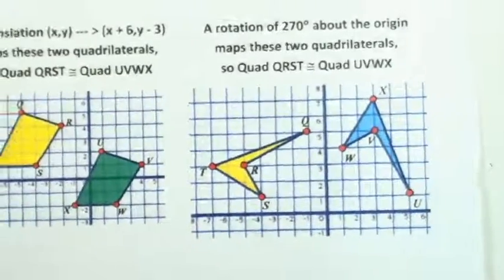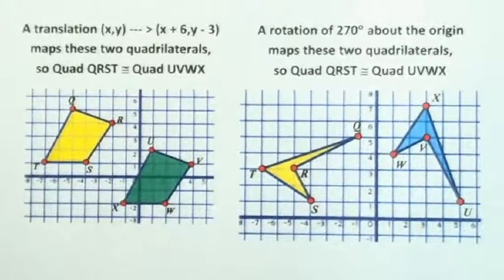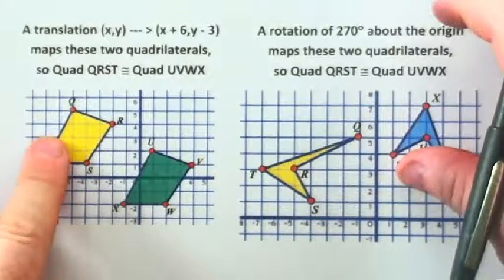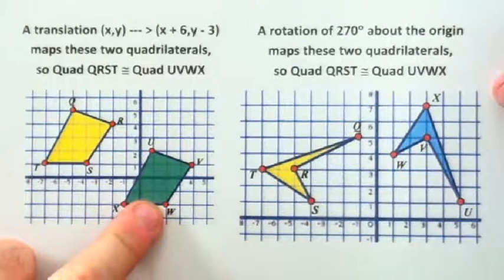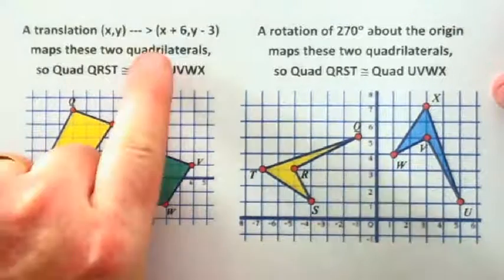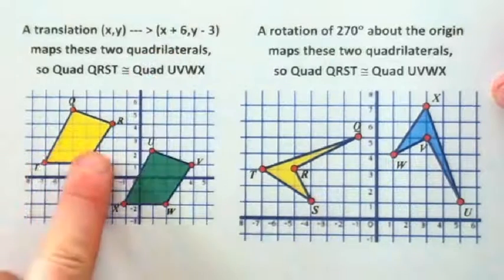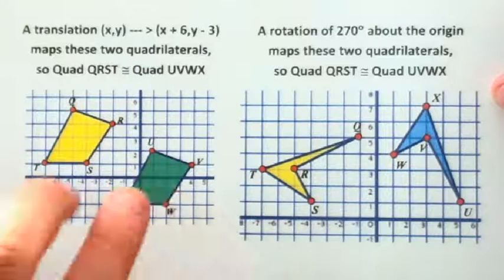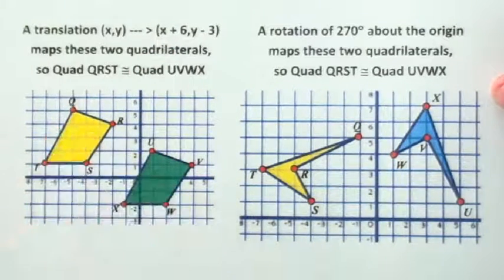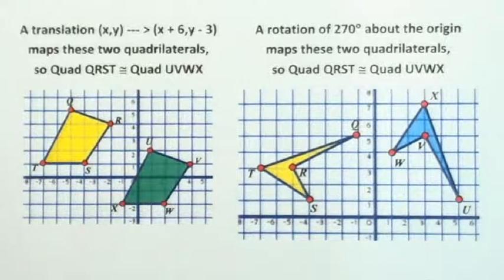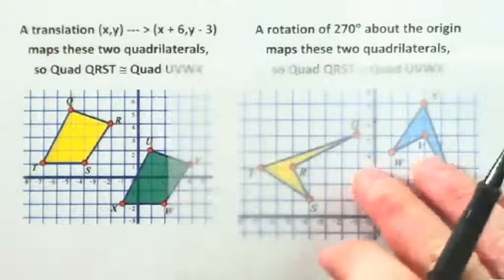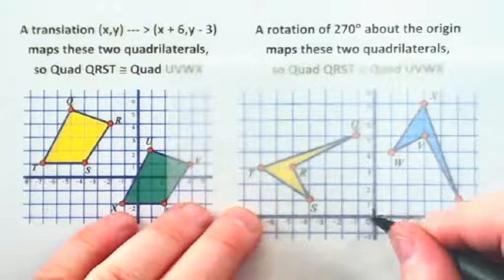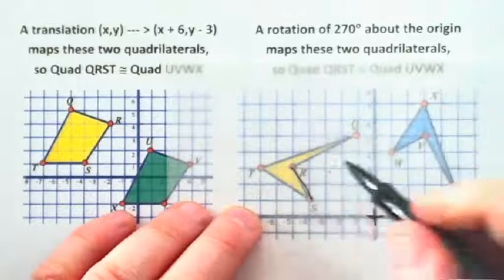Now let's just talk briefly about what it means. Again, this is the definition to be congruent. If I can map this guy onto this guy, then they're congruent. And sure enough, I can use a translation to slide it 6 over and 3 down. Therefore, they're congruent. Here, I can rotate this one onto the other. Let's show you that.